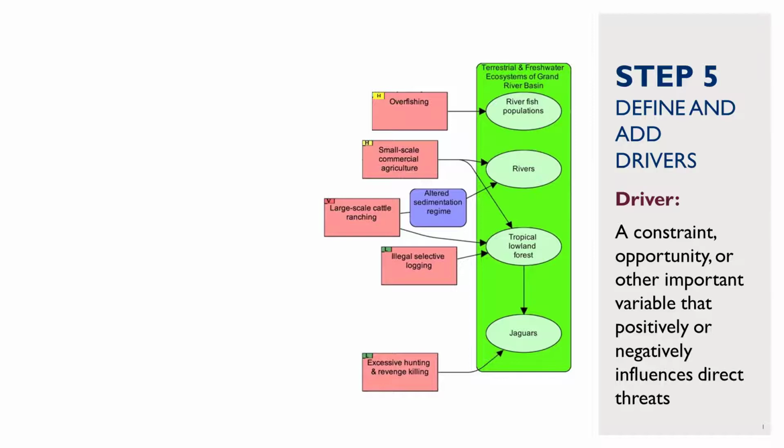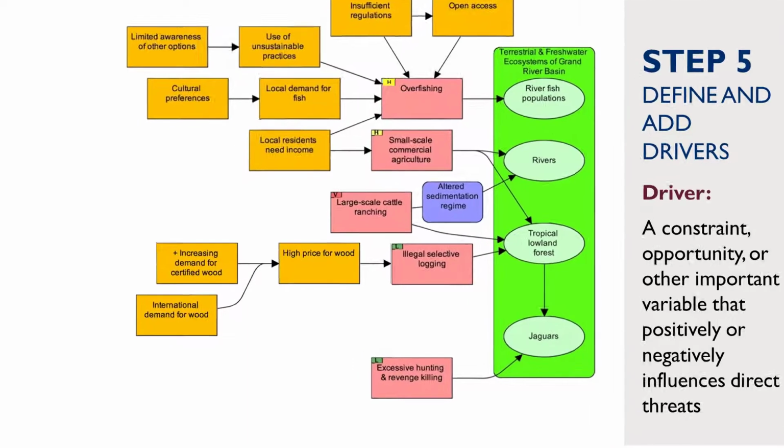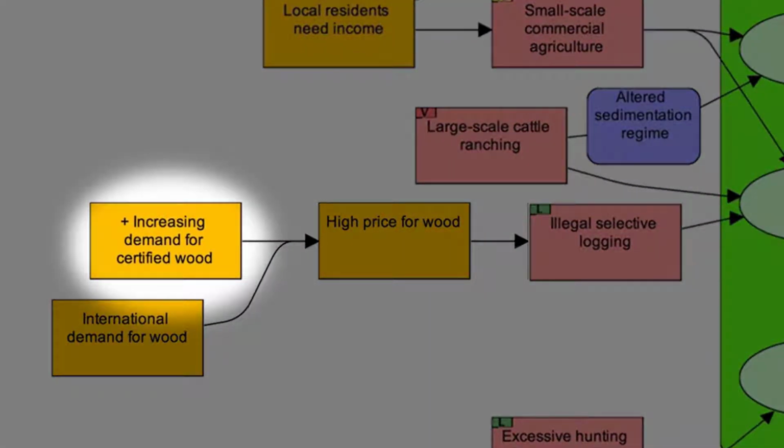An opportunity driver is a factor that could have a positive effect on biodiversity interests, directly or indirectly. Examples of opportunities could include demand for sustainably harvested timber, established culture of conservation, and favorable legal climate. Notice that the situation model diagram represents opportunities with a plus sign before the text in the orange box.